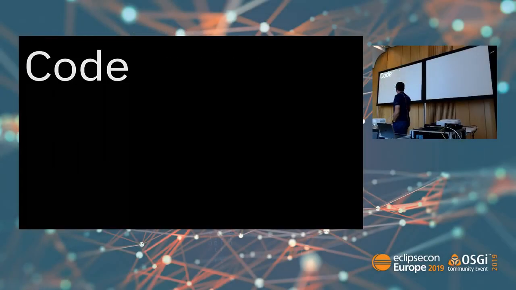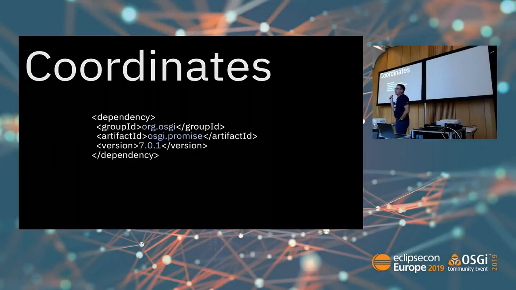So the neat thing is that you can get this and play with it today, right? So here's the Maven coordinates. This promise package is just a simple standalone package. It doesn't care about the rest of OSGi at all. You don't have to use OSGi to use this. You can use this in any sort of Java environment you want.